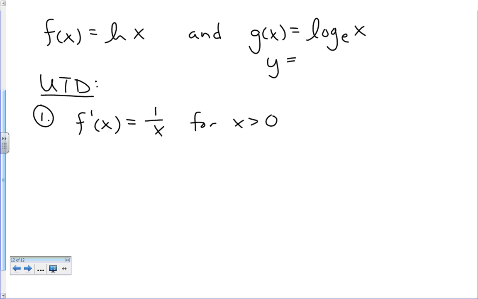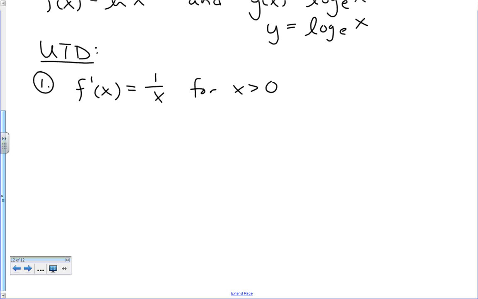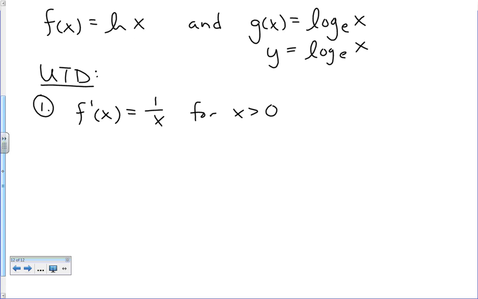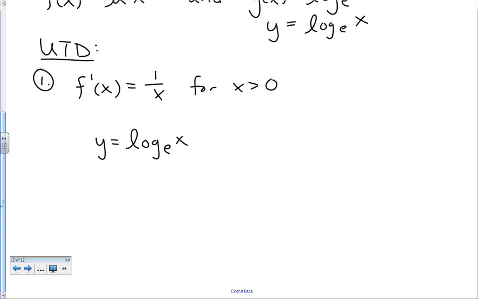Just for ease, I'm going to say that y is equal to the log base e of x. We'll replace g of x with y here just for ease of showing this one. So we're trying to find out what g prime is equal to, or what y prime is equal to. If y is equal to the log base e of x, remember, just using your definition of a log, that's the same as saying that e to the y is equal to x. Those two mean the same thing.